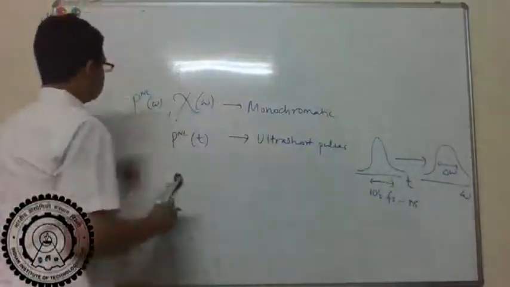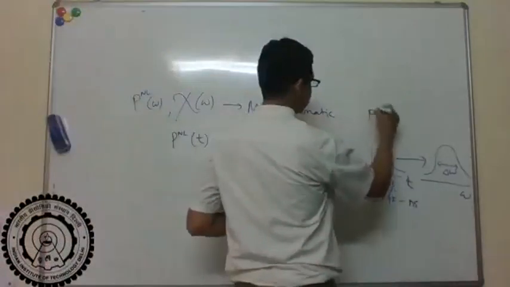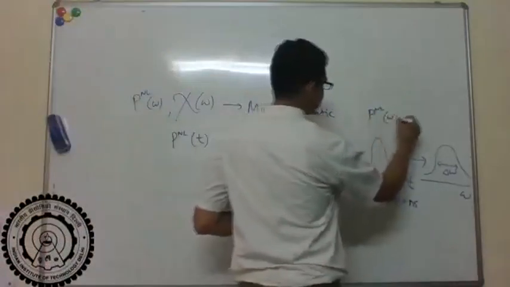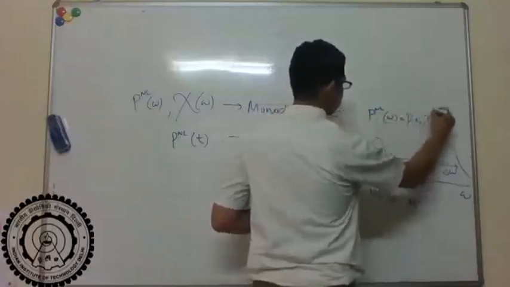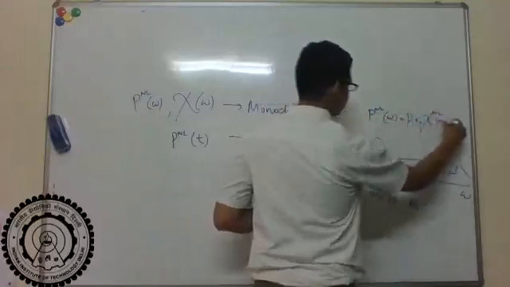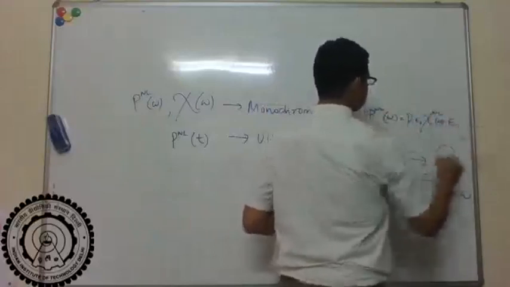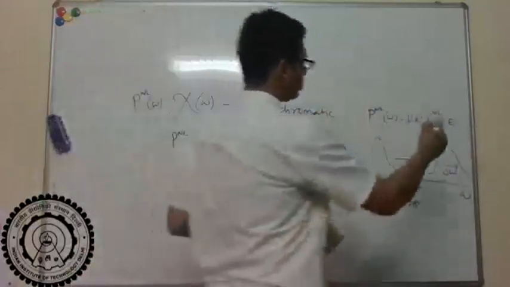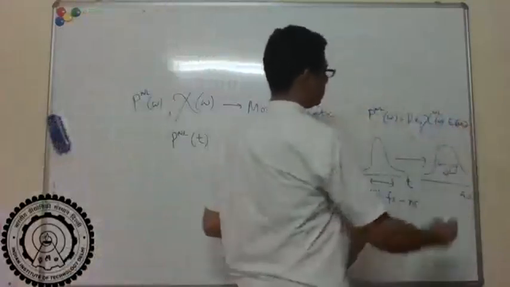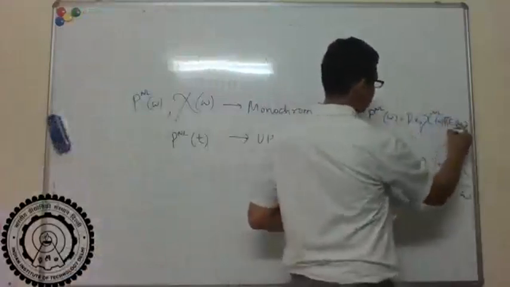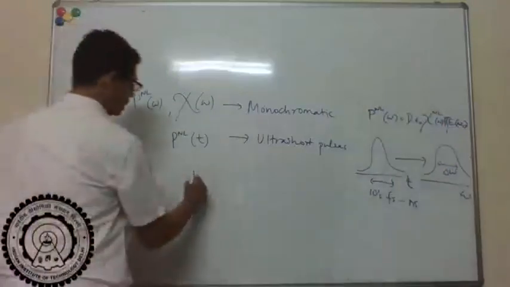So in the frequency domain case, we typically write the nonlinear polarization at some particular frequency as some degeneracy factor times the product of electric fields at the contributing frequencies. So put a product here. Similarly, in the time domain, I can write it.